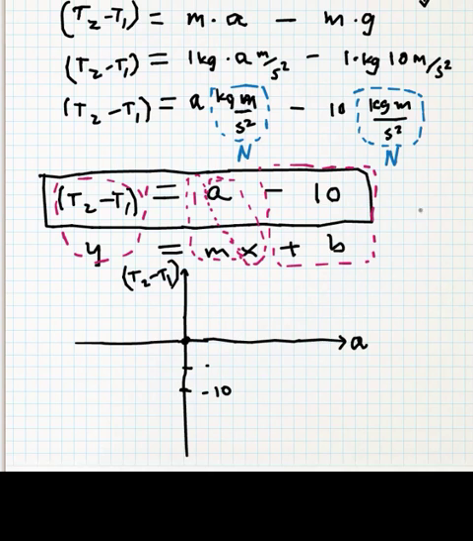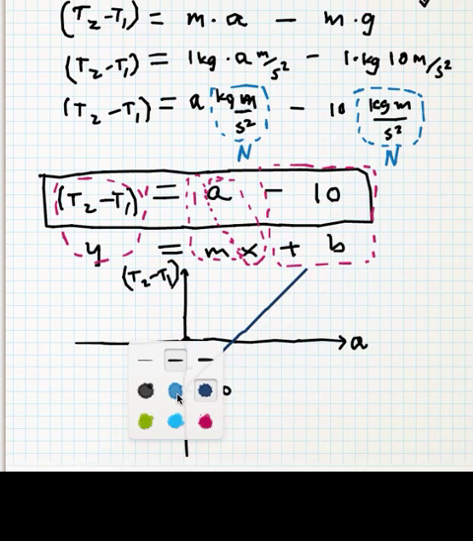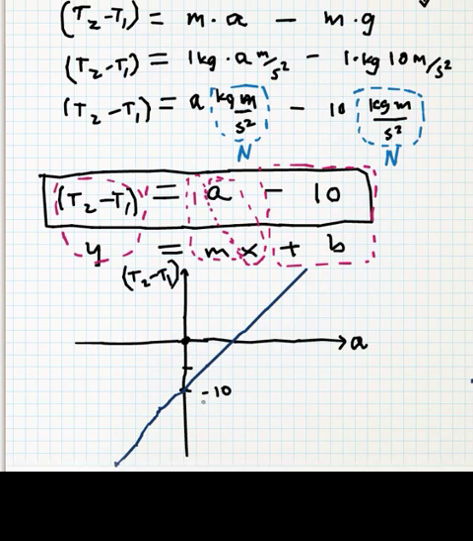Actually, it would be nice to use a different color. Like this. Slope of 1. And so here is the equation of my line, t2 minus t1 equals a minus 10. So this of course extends beyond this. I feel like I'm doing a bad job here, my eyes are getting goofy. So this should be a straight line.